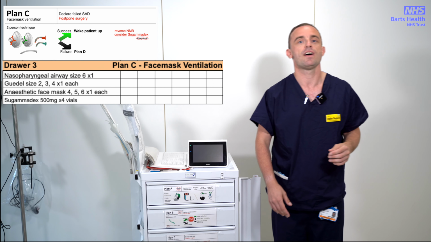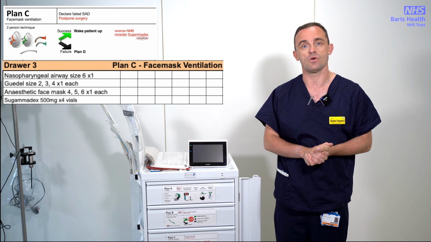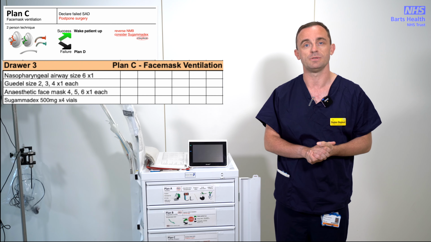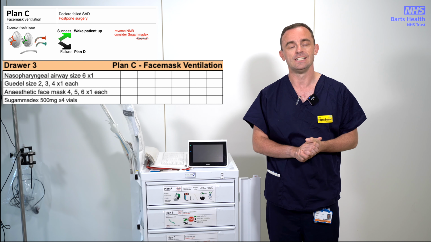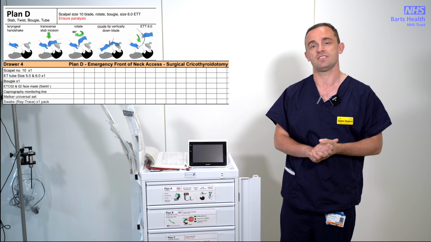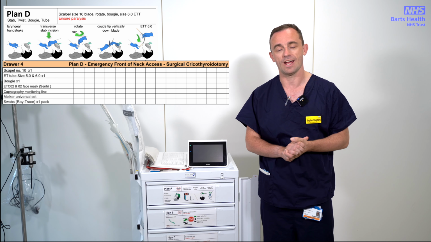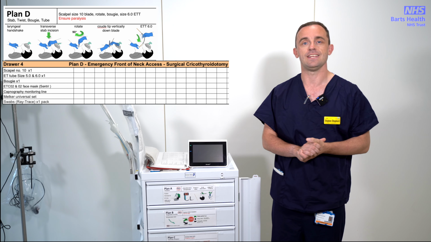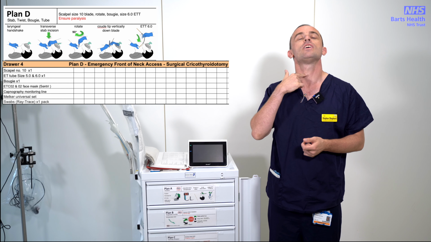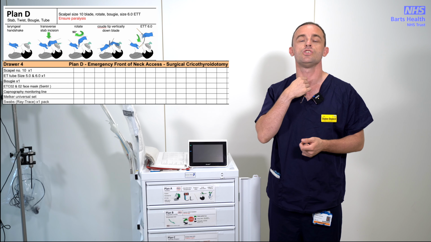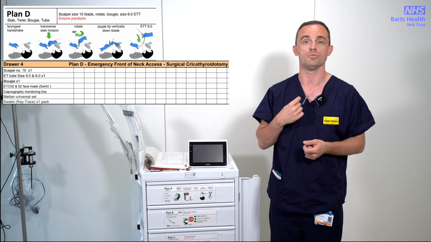If all of those things have failed, then the next step is emergency front of neck access. So having declared an emergency and sought help, you should move on to this step pretty promptly. The preferred front of neck access is to use a scalpel and a bougie. Feel for the cricothyroid membrane, make a transverse incision, place a bougie, and then apply, say, a size 6 endotracheal tube through that, which is well lubricated.